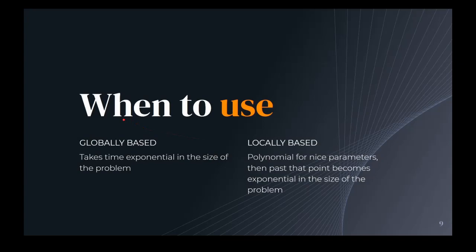Now, generally speaking, globally based algorithms like acceptance rejection take time exponential in the size of the problem. Locally based methods are typically polynomial time for nice parameters of the problem, but beyond those nice parameters, the running time becomes exponential in the size of the problem, much like acceptance rejection does.